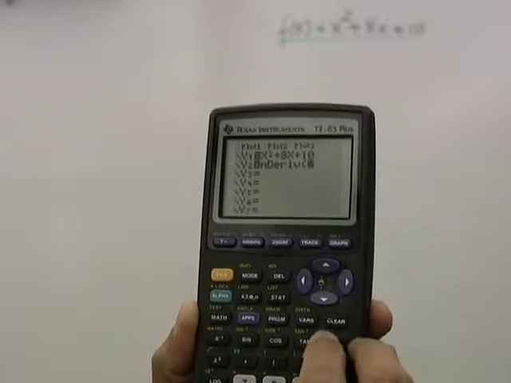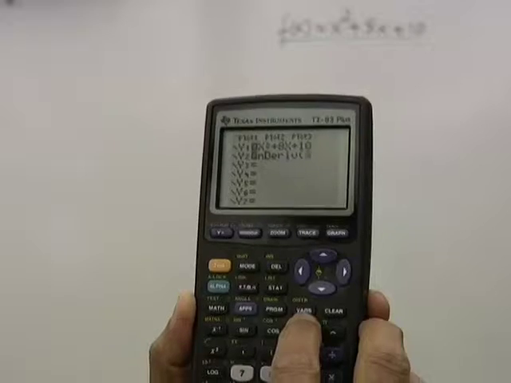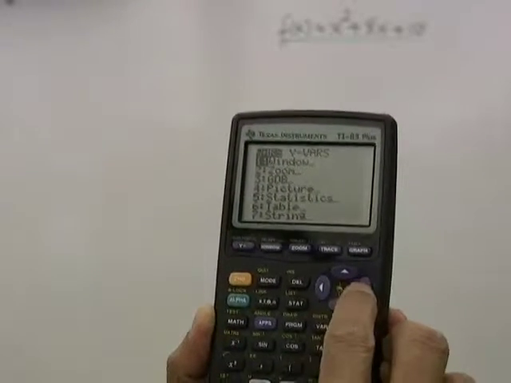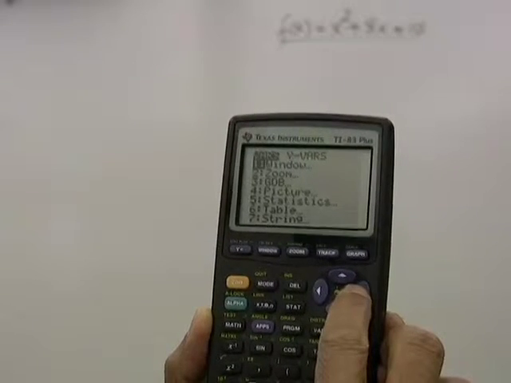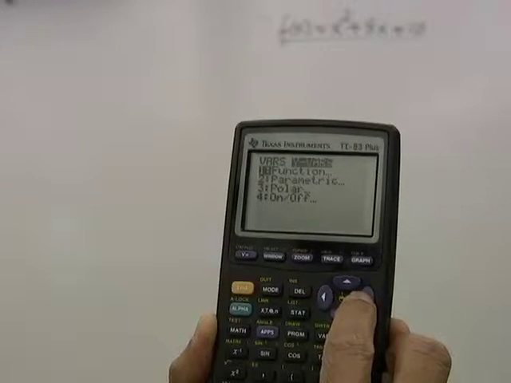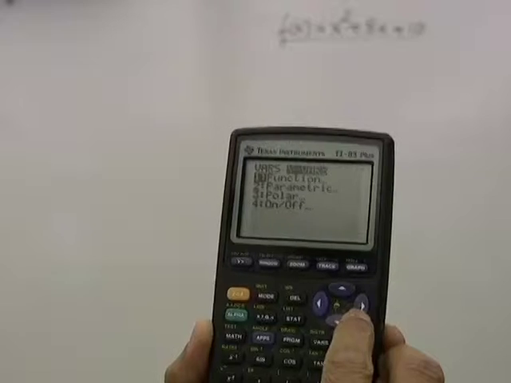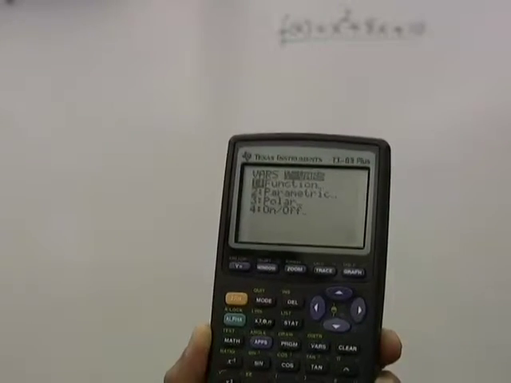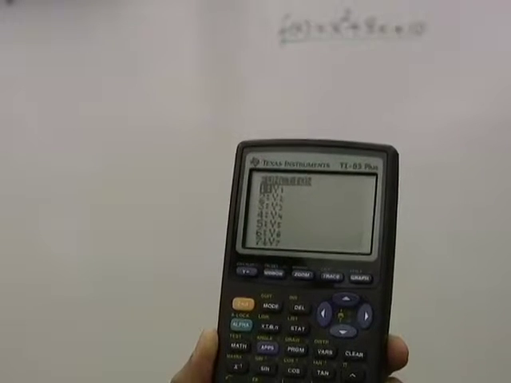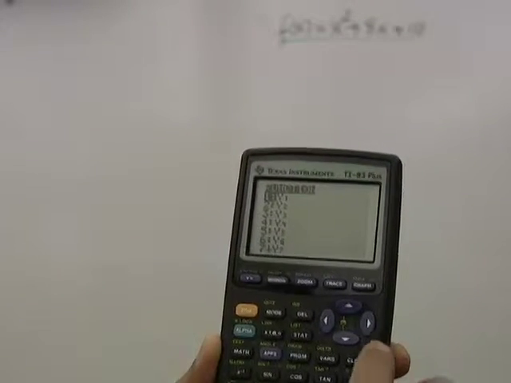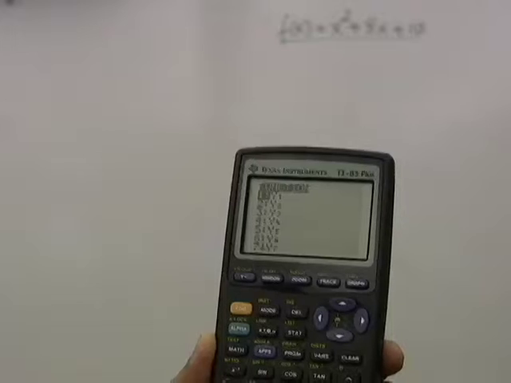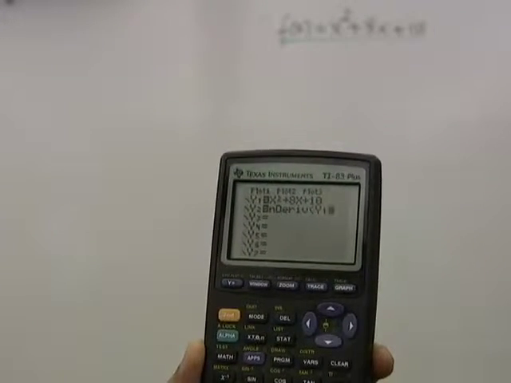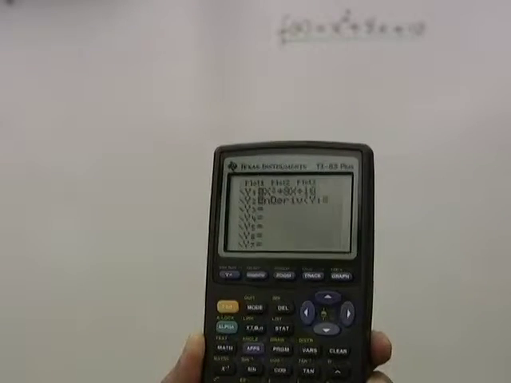Now, where do you get y1? Look at it again. Press VARS, and there go to the right and choose Y-VARS, y variables. It is the function you need. That's the first one there, and it is selected, so enter. And you see y1, y2, y3, and so on. We want y1, so enter. So we have the nth derivative of y1.